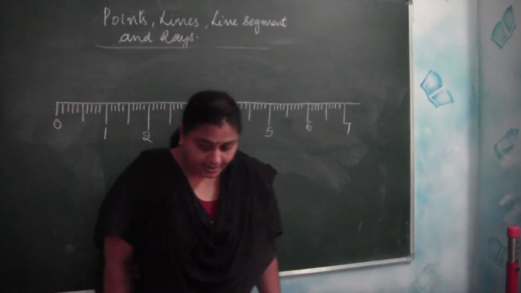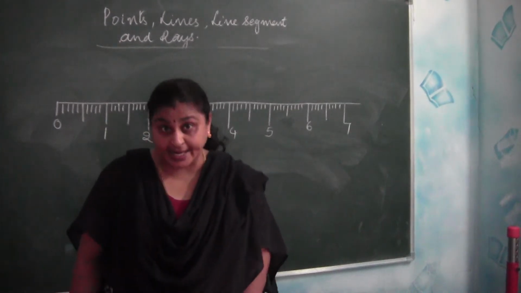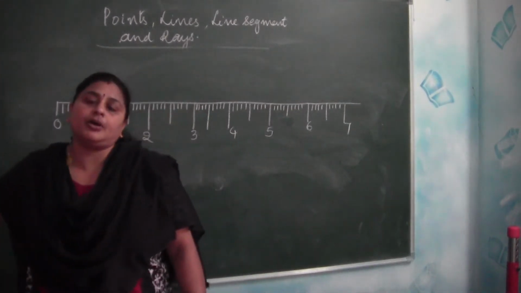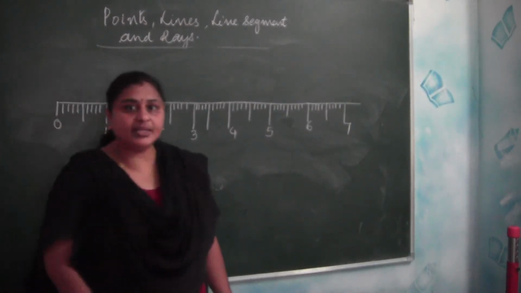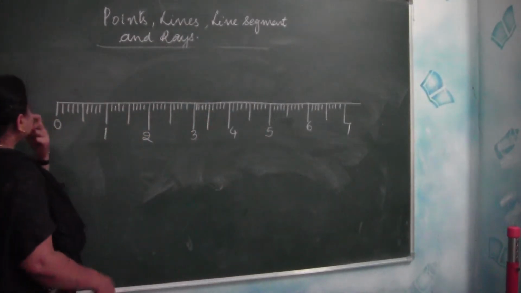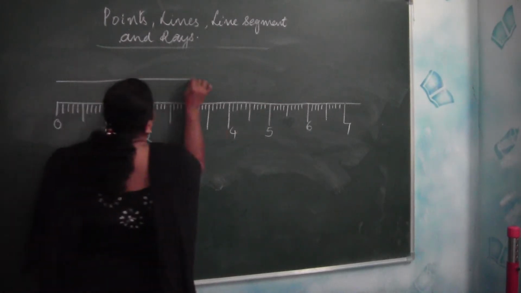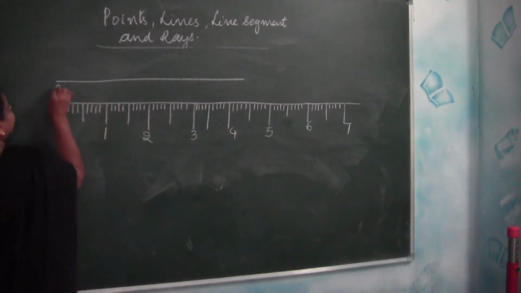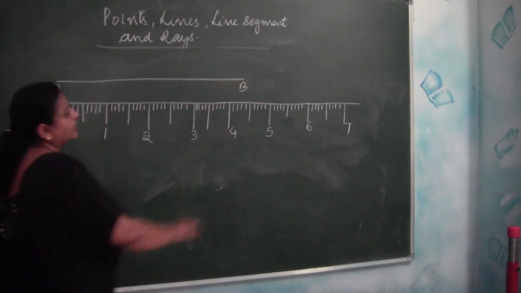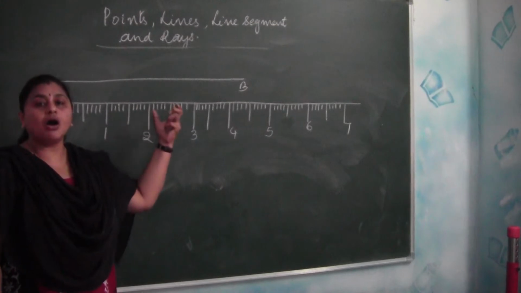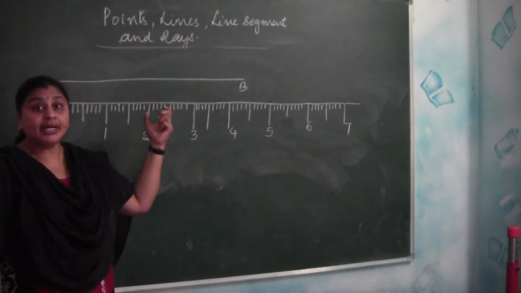Okay children, let us learn how to measure the given line segment, and how to draw a line segment. Let us learn these two things. Now, suppose I have a line segment, say AB. There is a line segment given here.